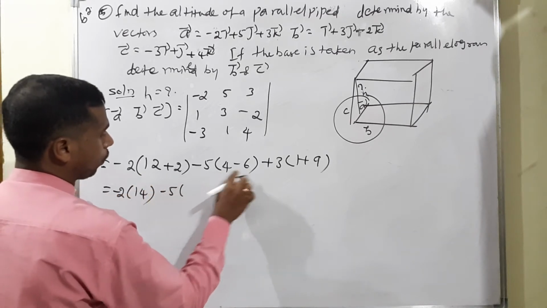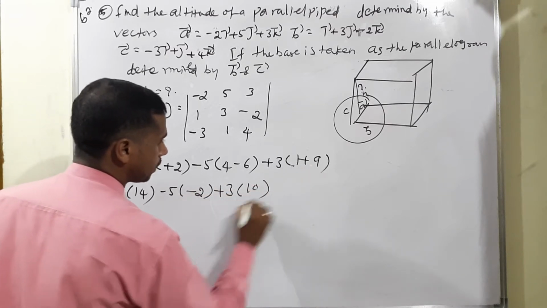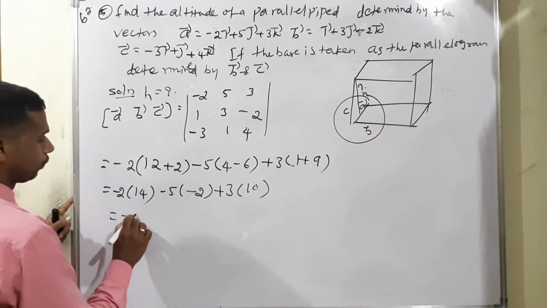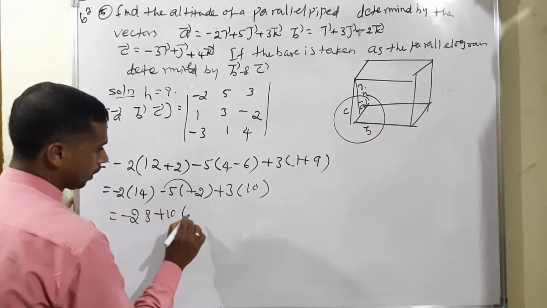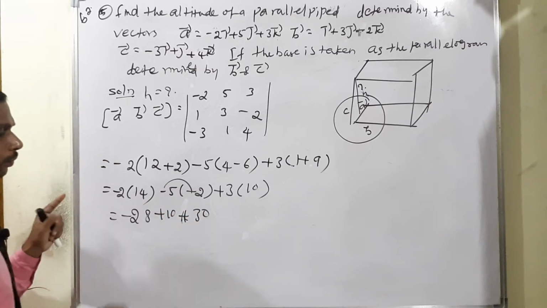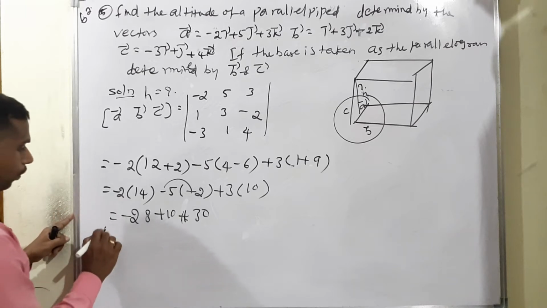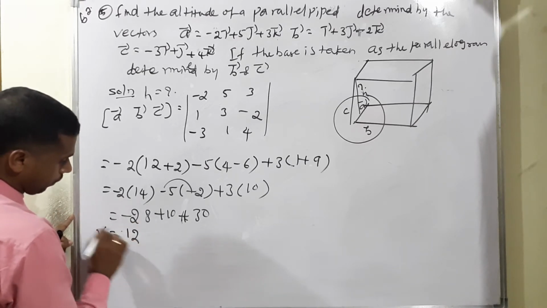Therefore -2 into (12 plus 2), 14. Again -5 into (4 minus 6), -2. Plus 3 into (1 plus 9), which is 10. -2 into 14 is -28. Minus into minus gives plus 10. Then 3 into 10 is positive 30. 30 plus 10 is 40, 40 minus 28. Therefore the volume of the parallelepiped is positive 12, isn't it? So the volume value we have is 12.